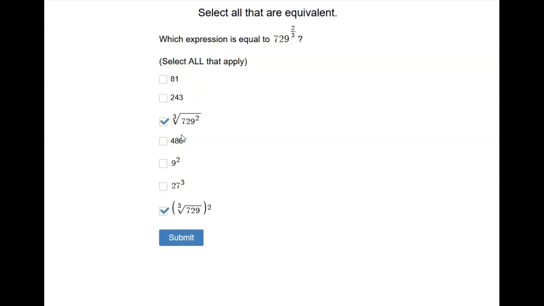So if we take the cube root of 729, it means that we're looking for the number that we're going to multiply times itself 3 times to get 729. And I know that 9 times 9 is 81, and 81 times 9 is 729. So I know that this value right here would be 9.